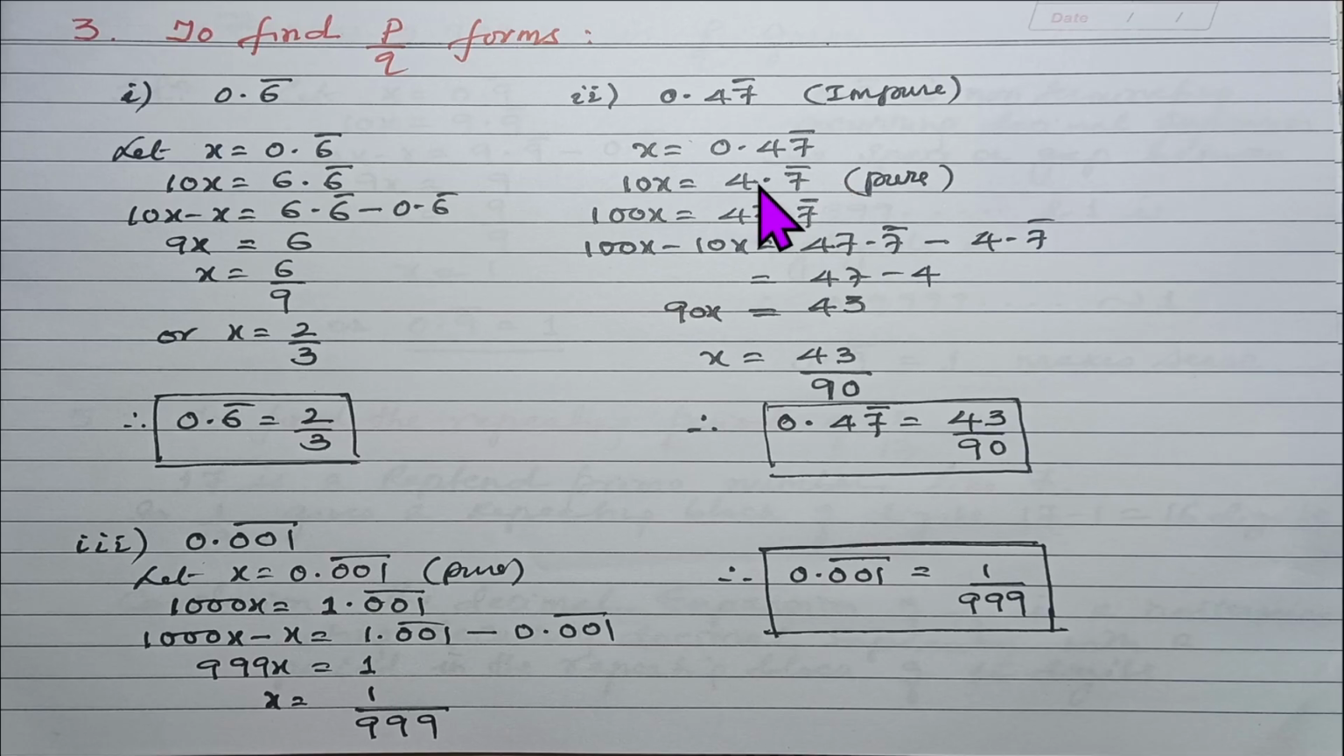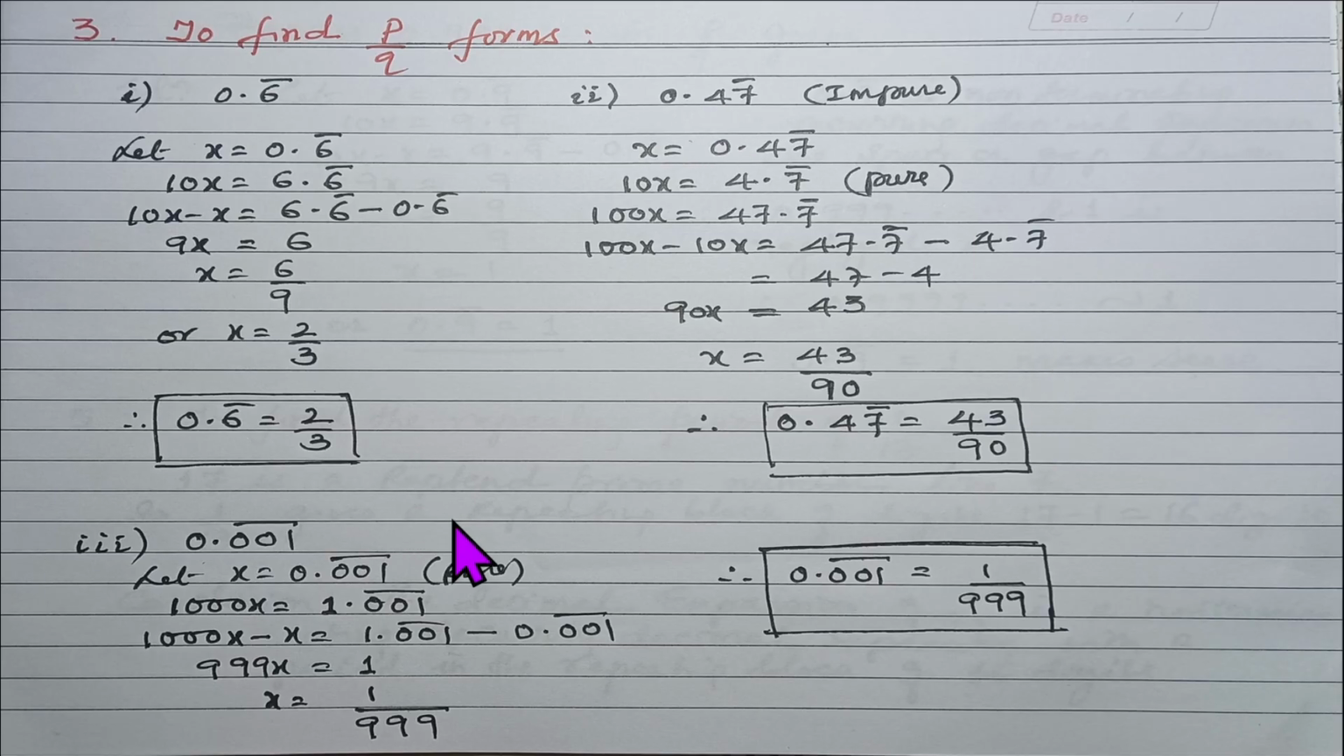Now it has become pure, because after the decimal point only the repeating part is there. So now bring the 7 to the left, that means I have to multiply again by 10, so 10 into 10 becomes 100x, and the 7 will move to the left, so 47.7 bar. Now subtract 10x from 100x and 4.7 bar from 47.7 bar, we get 47 minus 4, that is 43. So we get 100x minus 10x is 90x, and here it is 43, therefore x is equal to 43 by 90, or 0.47 bar is equal to 43 by 90 is the p by q form of the given decimal expansion.